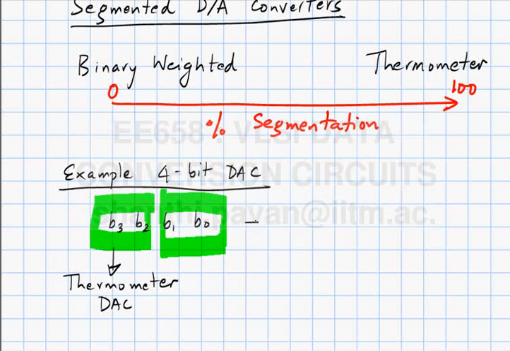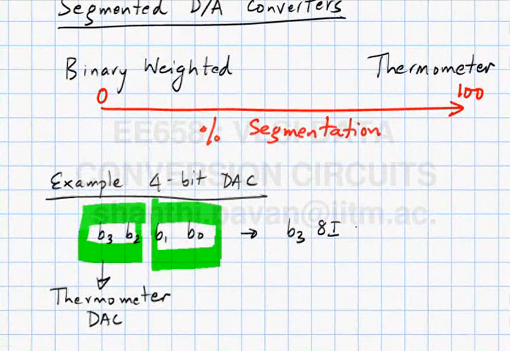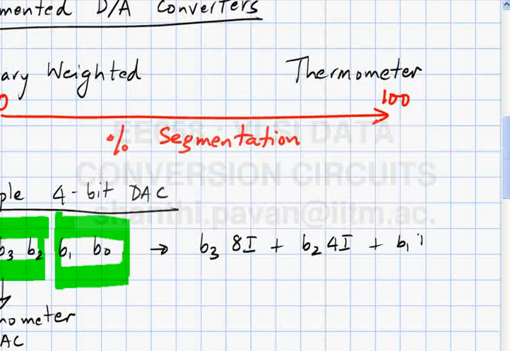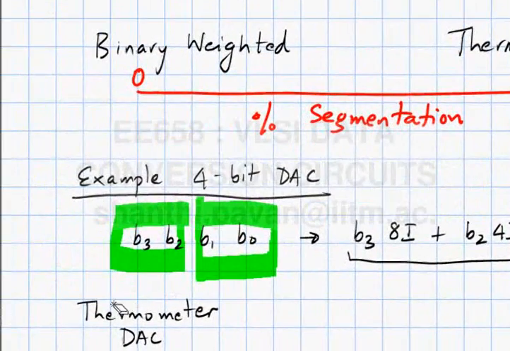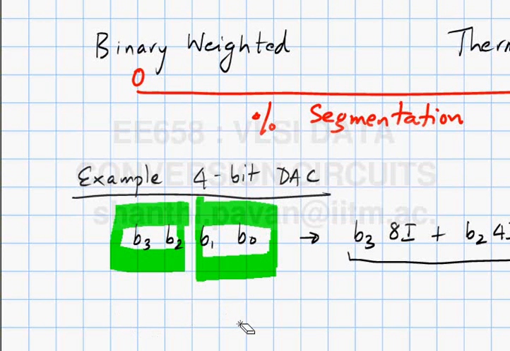So please note that the output should be B3 times 8I plus B2 times 4I plus B1 times 2I plus B0 times I. This is the ideal output I want. So I can treat that as the sum of 2 DACs, correct? What is the difference between these 2 DACs?